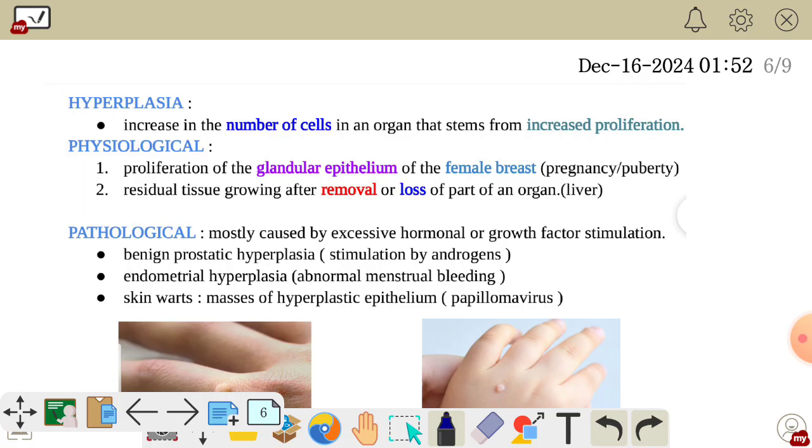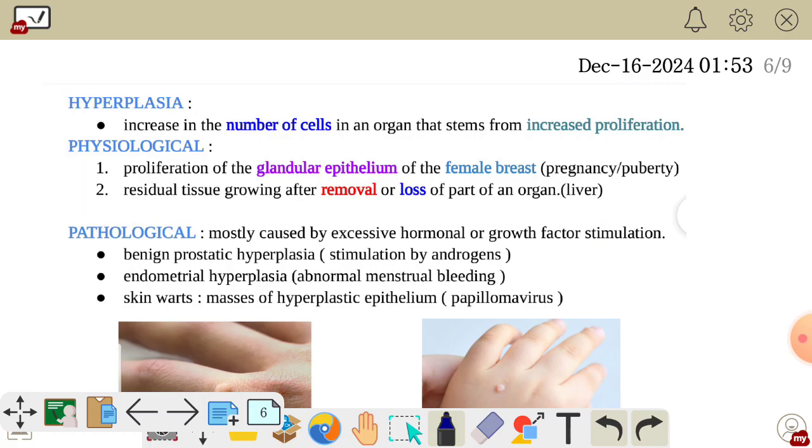Okay, and then apart from that, another example of physiological hyperplasia is observed in the liver. So when someone loses a certain mass of the liver, the hepatocytes of the liver will be able to proliferate and replace the lost tissue. So that is an example of a physiological hyperplasia.